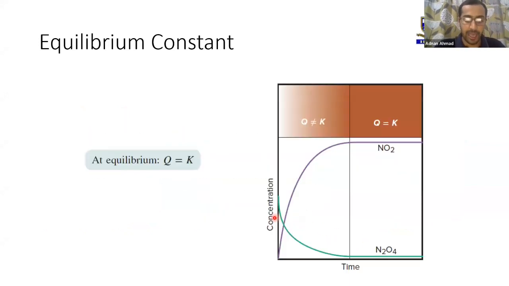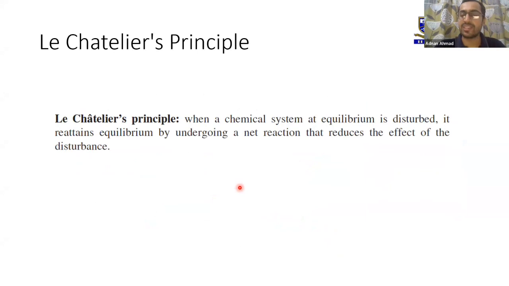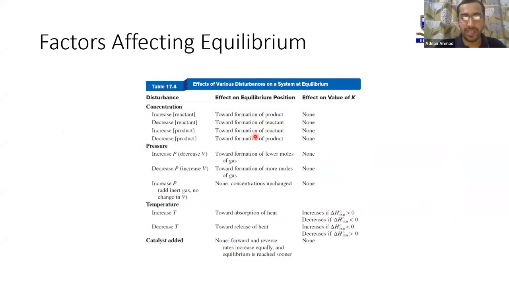And then we discussed Le Chatelier's principle, which is that when a chemical reaction at equilibrium is disturbed, it changes itself in such a way that the equilibrium is reestablished, right? And finally, we discussed what changes can impact the value of K and how the reaction will move towards the reactants or towards the products, right? So this was today's lecture.